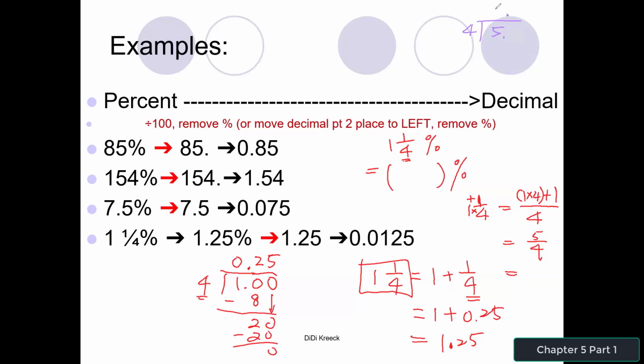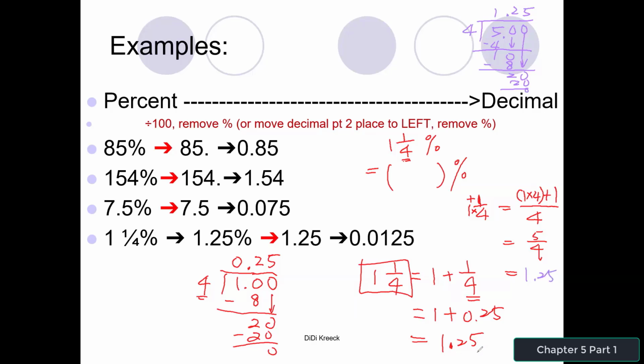And 5 divided by 4, I can have 4 go once. 1 times 4 is 4. Subtract that from 5, I have 1 left. I can add 0 and bring that down. 10 divided by 4, I can have 4 go 2 times, and 2 times 4 is 8. Subtract that from 10, I have 2 left. Add 1 more 0 and bring that down. 20 divided by 4, I can have 4 go 5 times and make 20. So here you have 1.25.